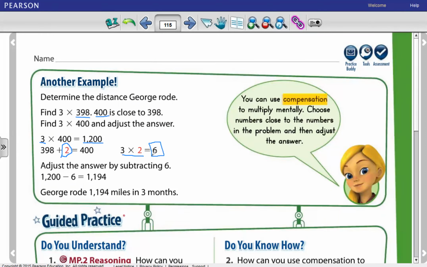Now I can adjust the answer. Adjust the answer by subtracting 6. Why subtracting? Because at the beginning, I added 2 to become 400. Now I have to remove what I added. But I multiplied the 2 with the 3, so I remove the answer, 6. So 1,200 minus 6 equals 1,194. So 3 times 398 equals 1,194.